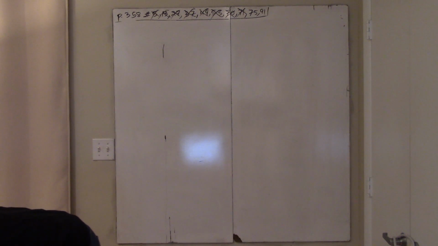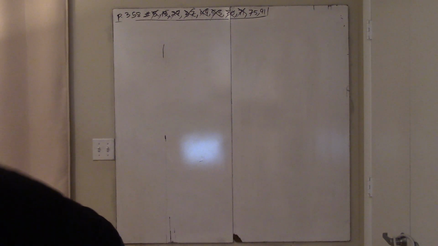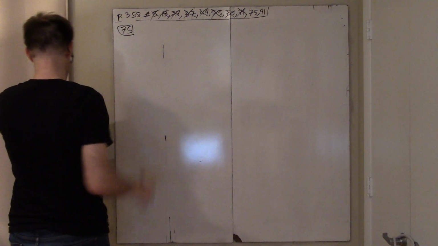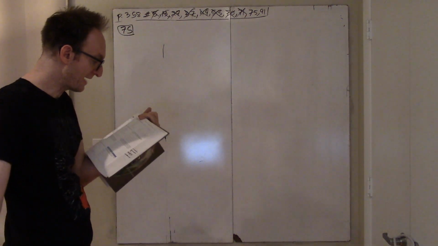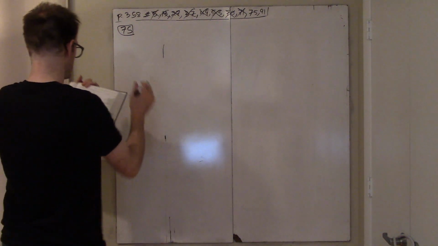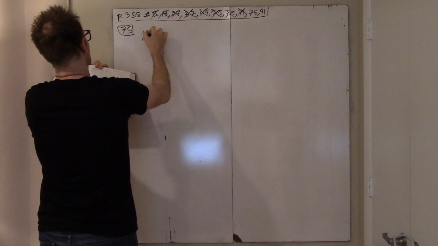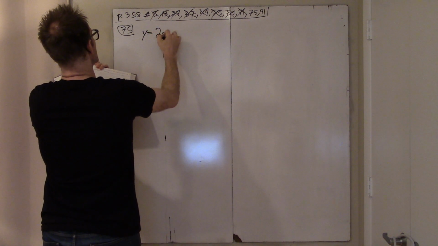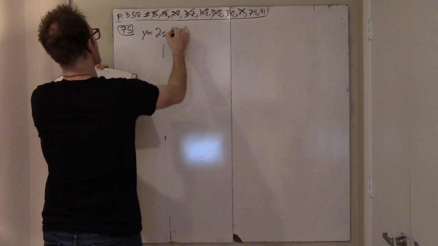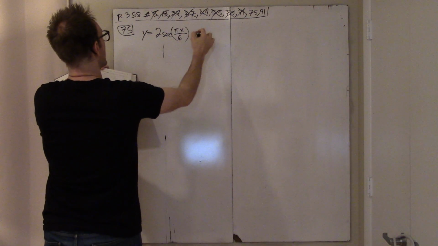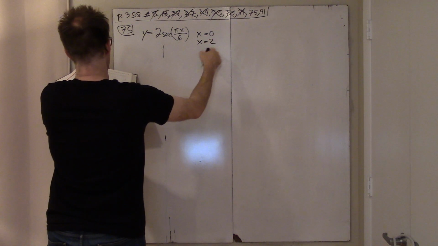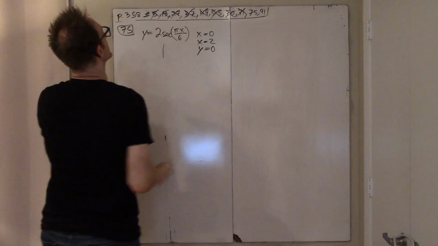75 and 91 I shall do. 75. 75 says, find the area of the region bounded by the graphs of the equations. Here we are given the curve y equals 2 secant pi x over 6, and x equals 0, x equals 2, and y equals 0.